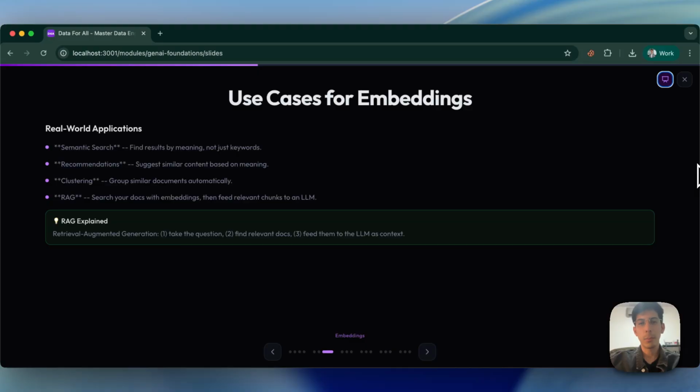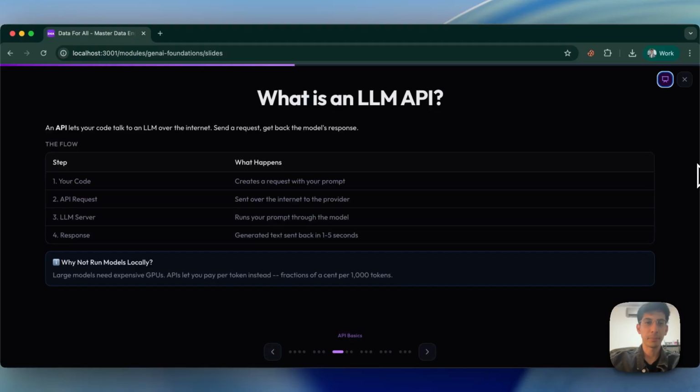If you like an article about Python data pipelines, embeddings can find articles about ETL automation because they are close in the meaning space, even if they use completely different words. Clustering is when you take thousands of documents, compute embeddings, and group them by similarity. Customer support tickets, survey responses, product reviews, you can automatically organize them into categories without writing any rules by hand. These are the workhorses of modern AI applications, and understanding embeddings is what makes them possible. Alright, let's move on to how you actually talk to these models through APIs.